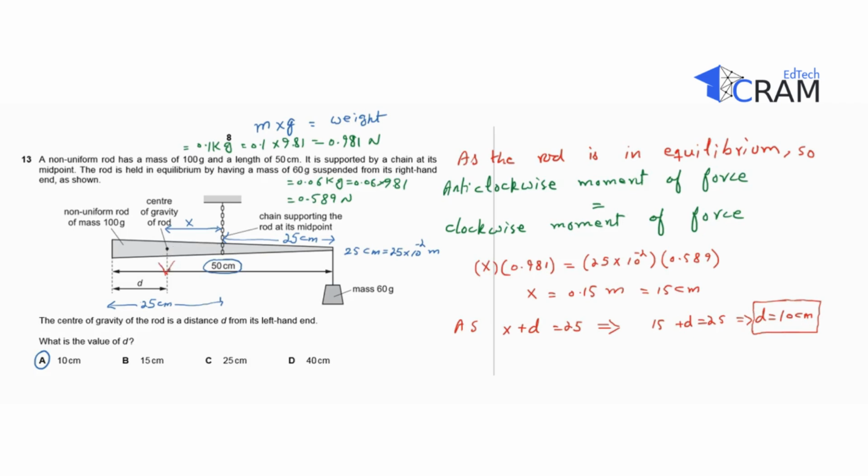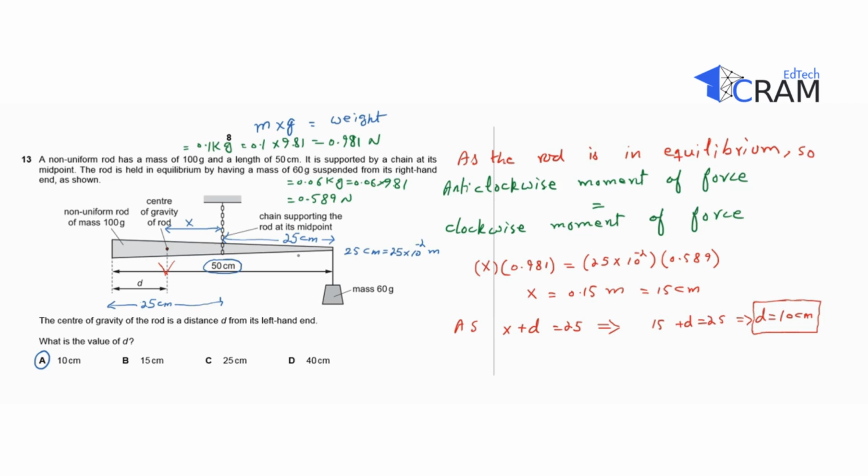How much distance does this weight of the 100 gram mass have from the pivot? Let's say, for example, x. So this 100 gram, which I have already converted into 0.981 Newton, multiplied by this x, is giving me the anti-clockwise moment of force.